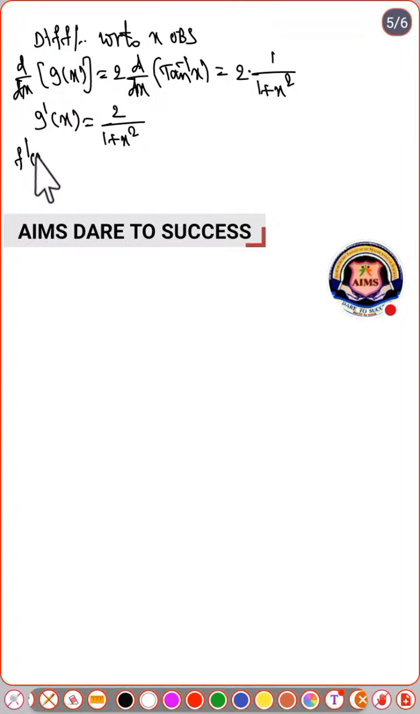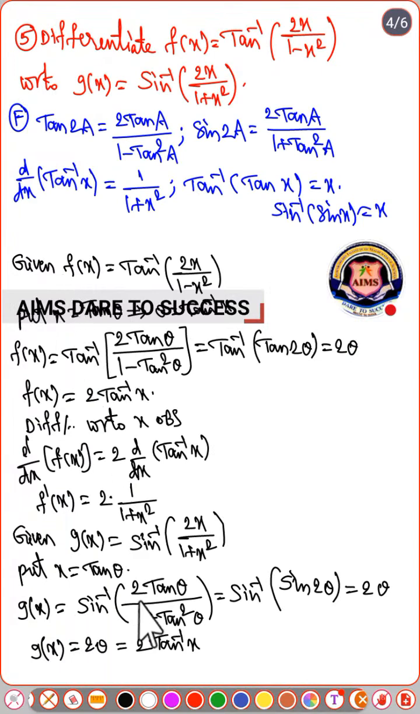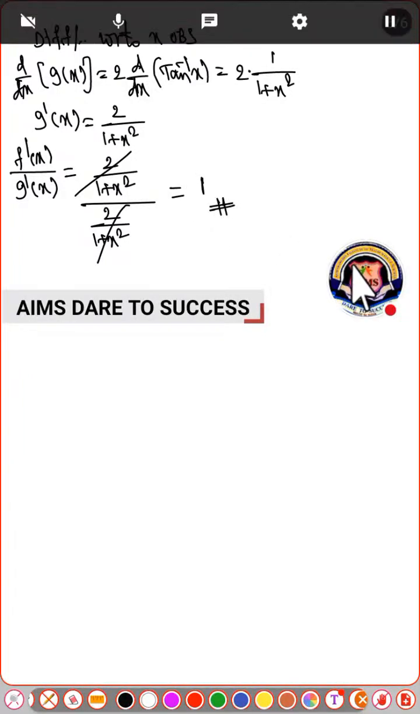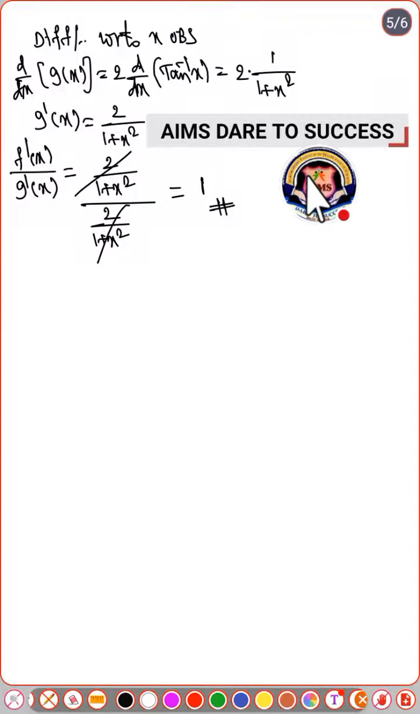Differentiation of one function with respect to another function means f dash of x by g dash of x. f dash of x is 2 by 1 plus x square, divided by g dash of x, which is also 2 by 1 plus x square. The numerator and denominator are the same, so they get cancelled. The remaining answer is 1. I hope you all are understanding clearly. So this is the answer.